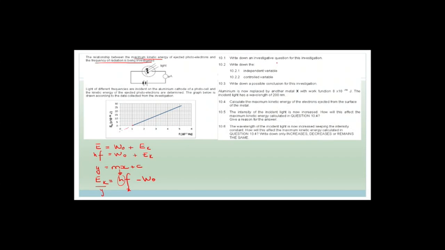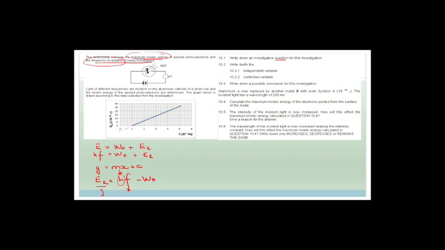Now it says write down an investigative question for this investigation. First of all, I know it sounds ridiculous, but I'm going to say it anyway. When you are doing the investigative question, you need to have a question mark at the end of your question. If you just make a statement, it is not a question, and then you will not get the marks. You need to write an investigative question, and it has to relate the two variables, the maximum kinetic energy and the frequency of radiation.